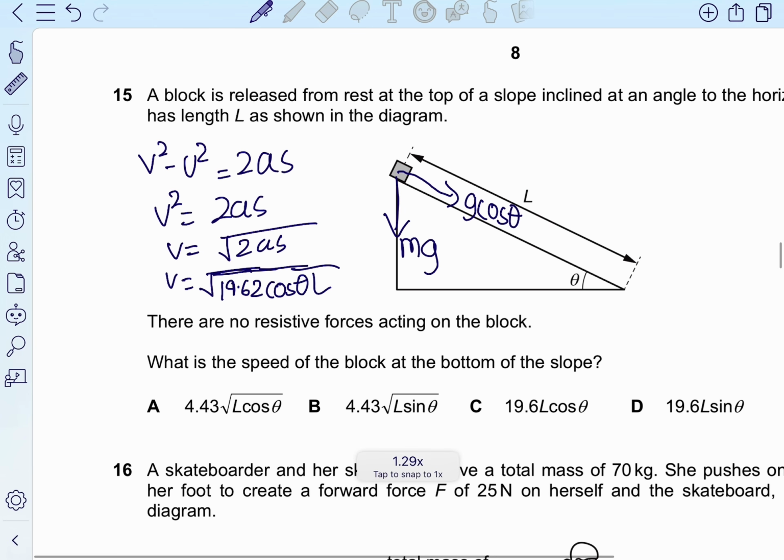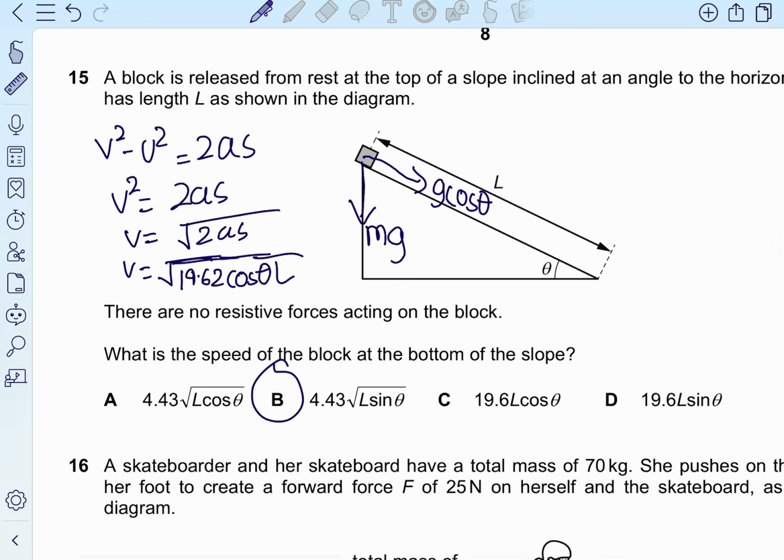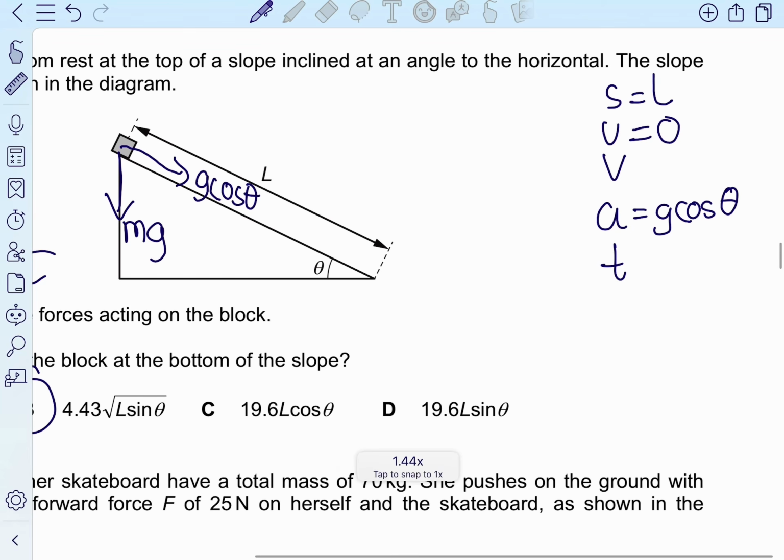Now I see that this is not an option, but if you want to remove the 19.62, you can just take its root, which is 4.429. So it will be 4.43 with L cos theta in the square root bracket. And that's why the answer is 15B. Again, to make myself clear, v squared minus u squared: the distance it has to cover is L, initial speed is 0, and v is something that you have to find.